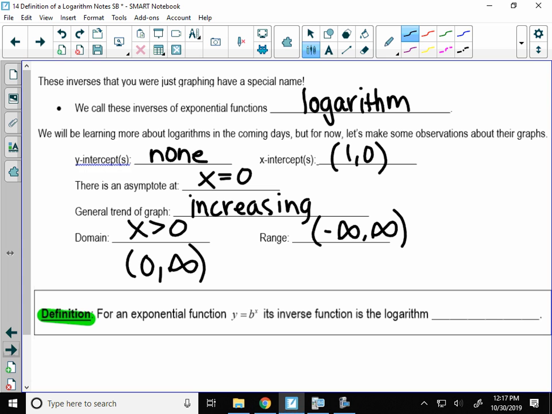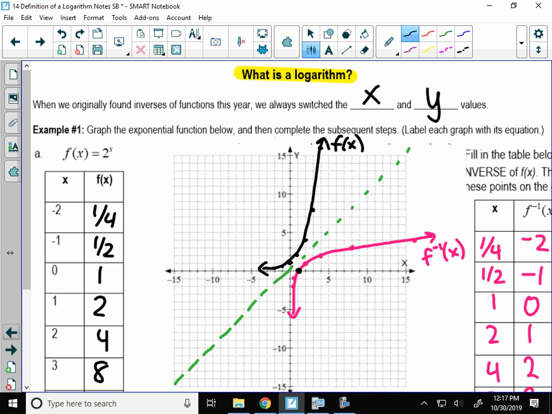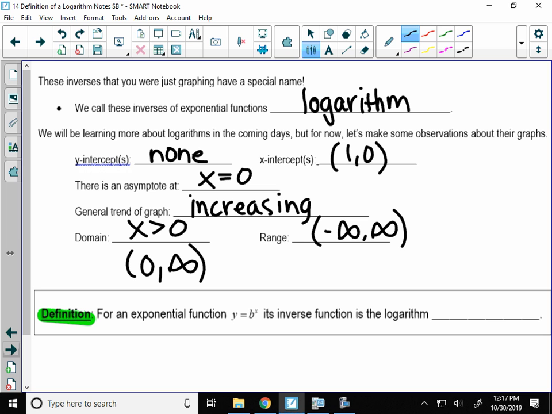Now, if we were to go back and do all those characteristics for the exponential, they're all opposite, right? So the range of the black graph here is from 0 to infinity, and its domain is all real numbers. So everything has swapped. So let's talk about what is this definition of a logarithm.